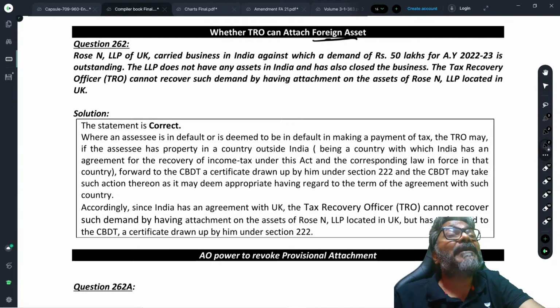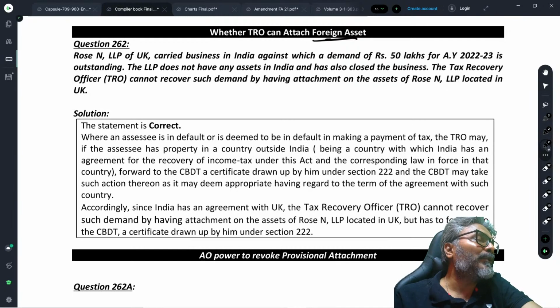By the way, students, this is also vice versa. Vice versa means supposing there is some person in UK who is a defaulter of tax in UK, and that person has got some assets in India. So the UK tax authorities will then furnish a certificate to the Indian tax authority, and based on that certificate, the Indian tax authority will accordingly attach the properties of that person in India, sell it off, and remit the money to the UK tax authority. So therefore, this recovery is facilitated in the DTAA itself.